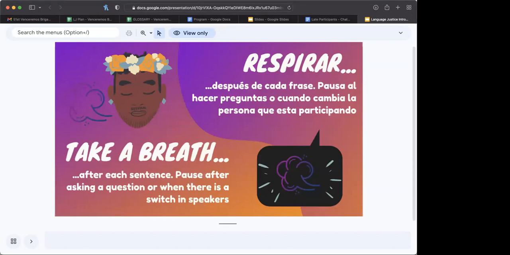Remember to take a breath as we go throughout the presentation, whether it be after a phrase, pausing when asking questions. Since the interpretation is a couple seconds delayed, this allows everyone to receive the questions and be able to answer. And also when there's a switch in speakers.